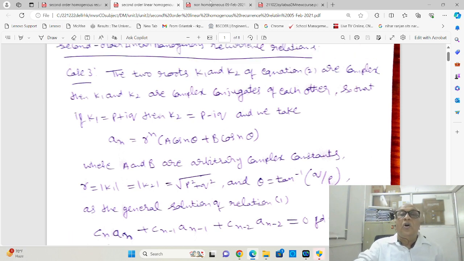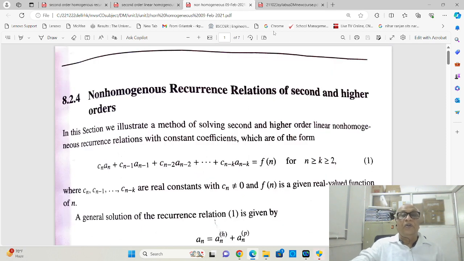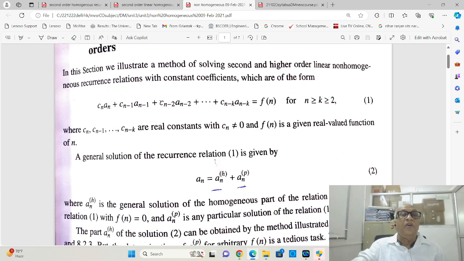Now, coming to non-homogeneous. When we speak about non-homogeneous recurrence relation, this is the general form: Cn an plus Cn minus 1 an minus 1 plus Cn minus 2 an minus 2 plus up to Cn minus k an minus k is equal to Fn. So, on the right side you will not find the 0, that is why it is non-homogeneous, and as it is of second order, n is greater than or equal to 2.